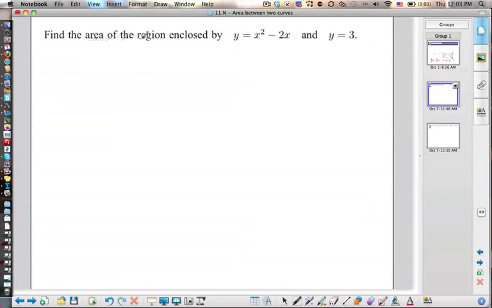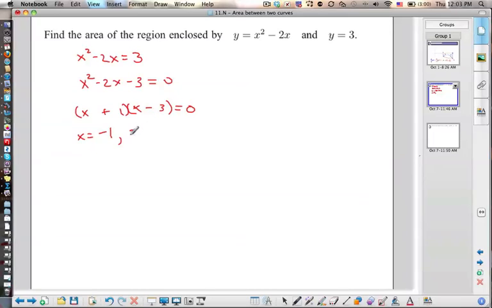We find the area of the region enclosed by this quadratic and y equals 3. The first thing we need to do is find out when they're actually equal. So the first step is x squared minus 2x equals 3. Let's bring everything to one side so it equals 0. We can factor this. It's so nice when they're nice numbers to factor. So it looks like they are equal at x equals -1 and 3.